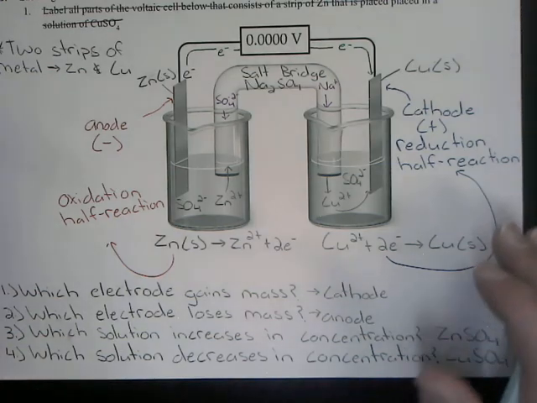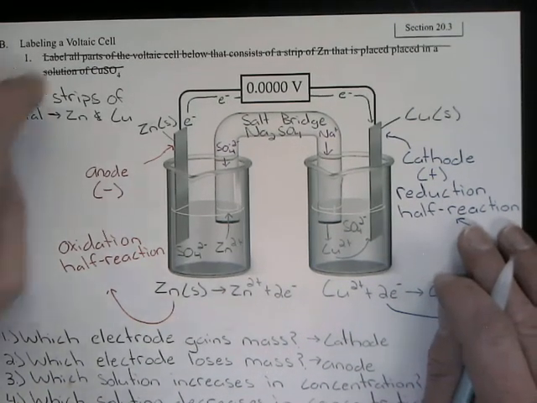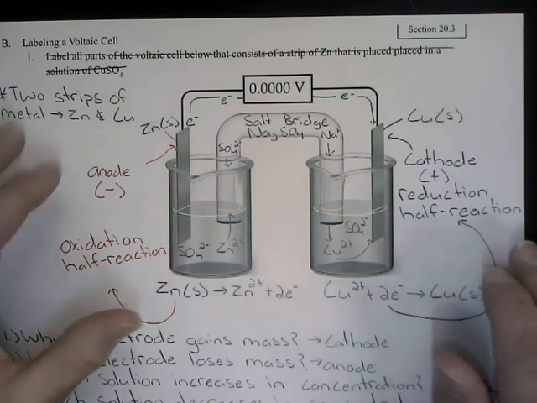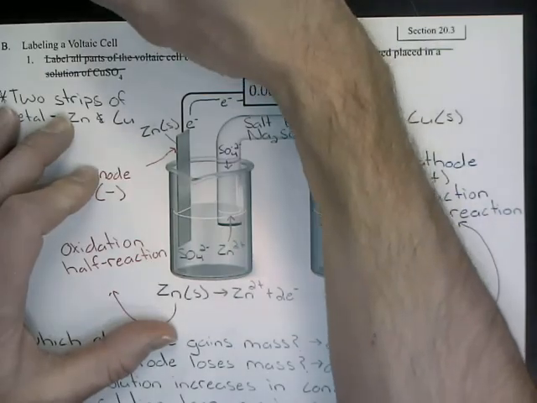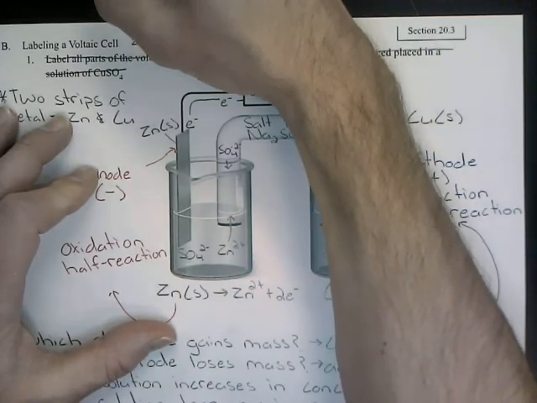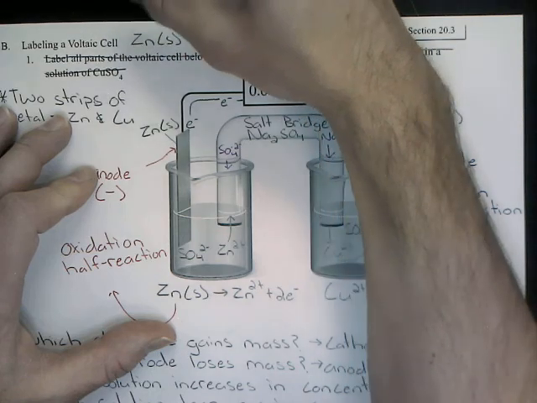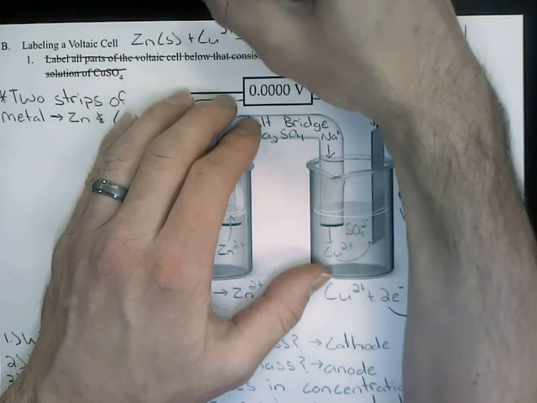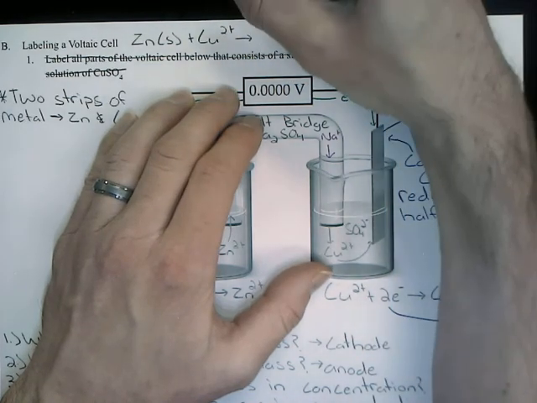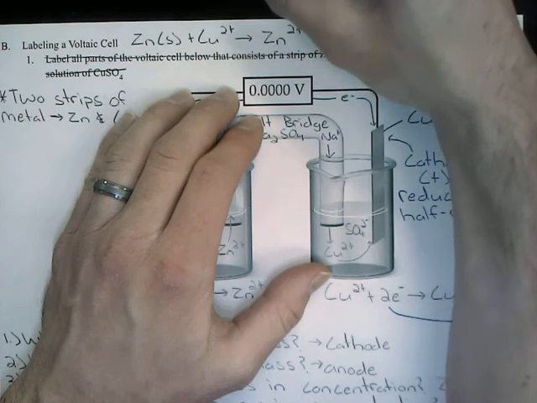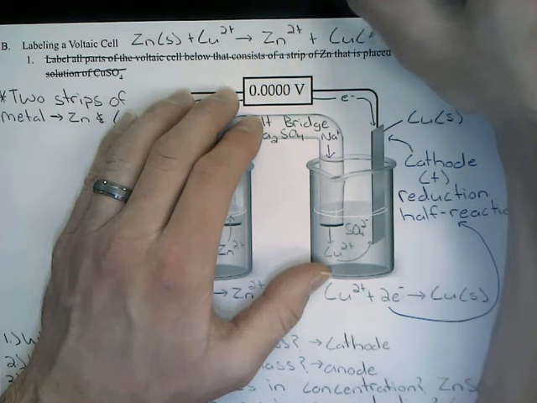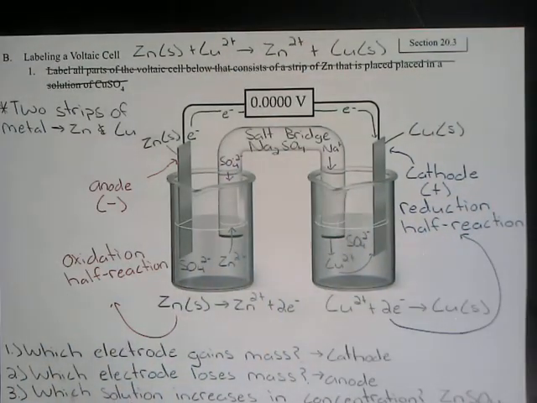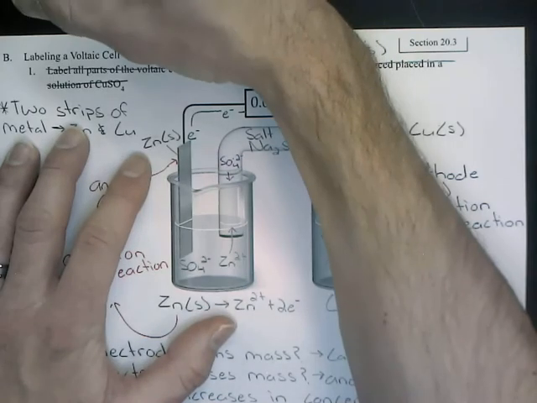Now, the last thing that I want to leave you with, I'm going to write it up above here, is the overall reaction here of what is happening, okay? So the overall reaction is going to be solid zinc is reacting with copper 2+ to produce zinc 2+ plus solid copper. That is our overall reaction of what is happening here.